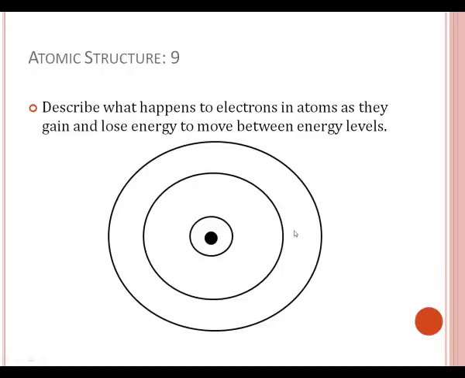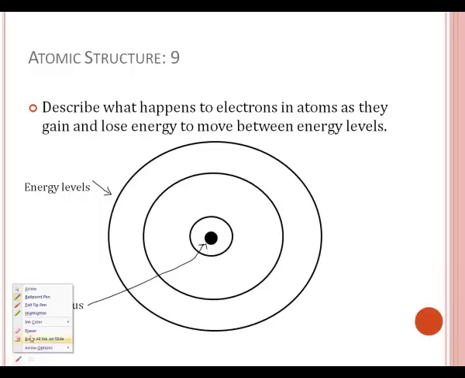In number 9, I want you to describe what happens to electrons in atoms as they gain and lose energy to move between energy levels. We saw this whenever we did our flame test lab. So here I have an atom. I have a Bohr model of the atom. And the energy levels are represented by these rings. The nucleus is right here in the middle. So these rings represent energy levels of the electrons.